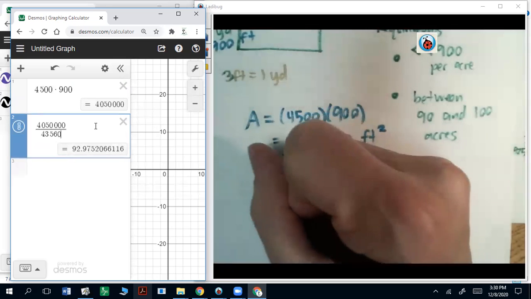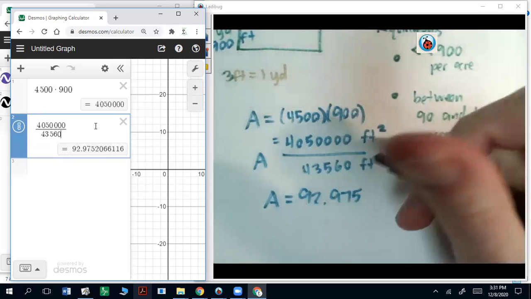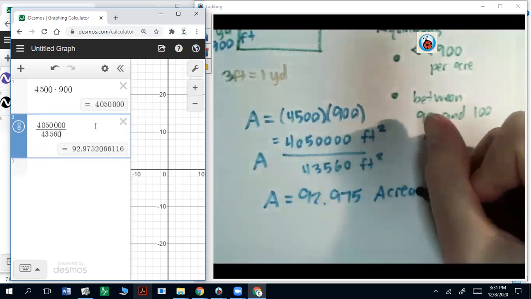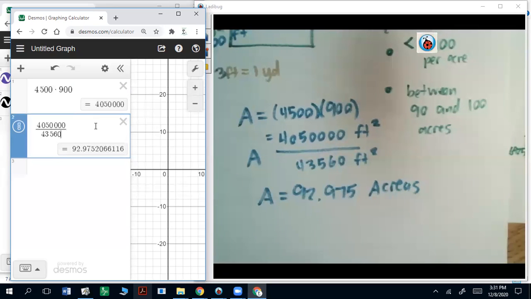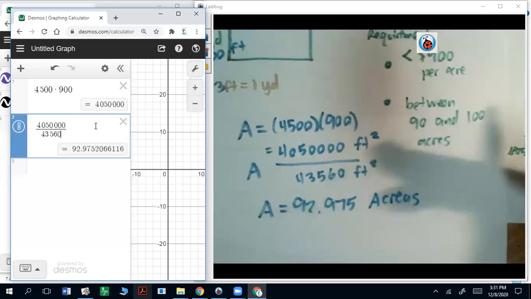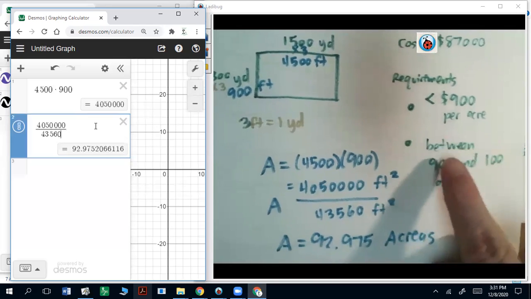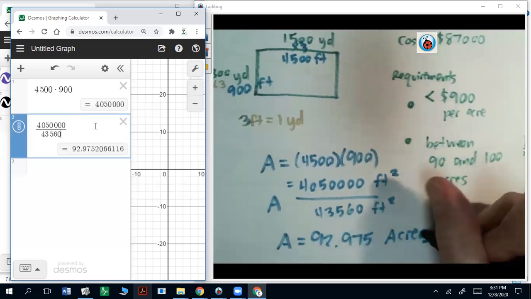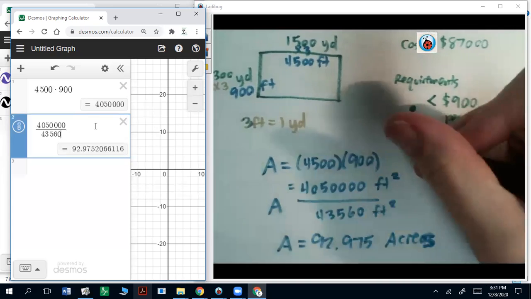And we get 92.975 acres. So you can measure area in acres, and that's what that one would be. So we're almost at a point where we can answer the question. So let's look here, look at your acres. Is it between 90 and 100 acres? Yes.